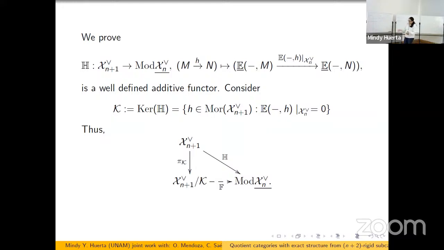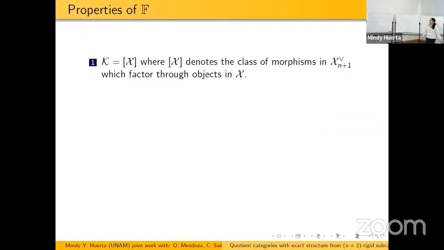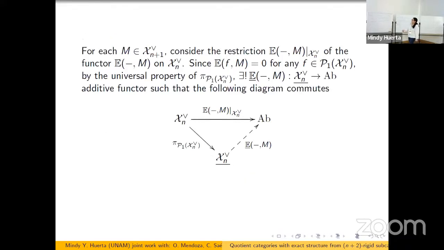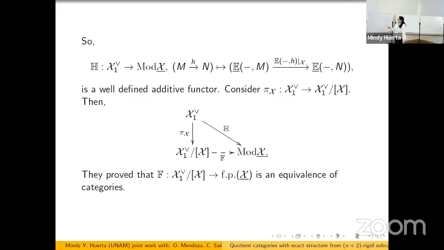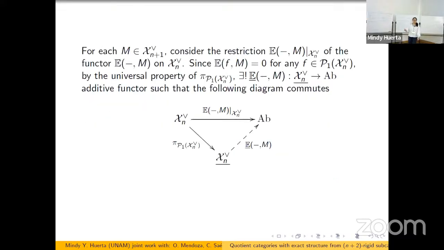And well, the following step was to study some properties of F. For example, we notice that K corresponds to this class, the class of morphisms that factor through elements in X. And that is the same description that we have in the case of Soisu's proof, okay? So that part doesn't depend on the index that you take, okay?